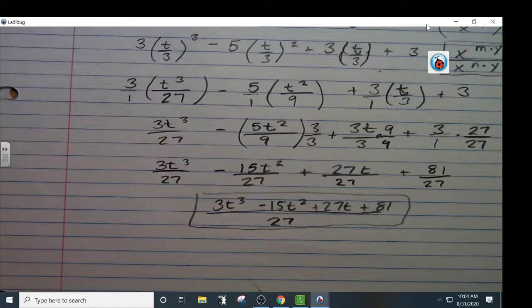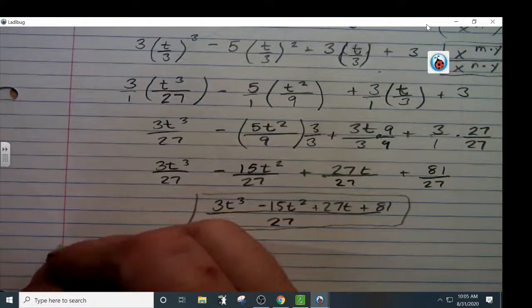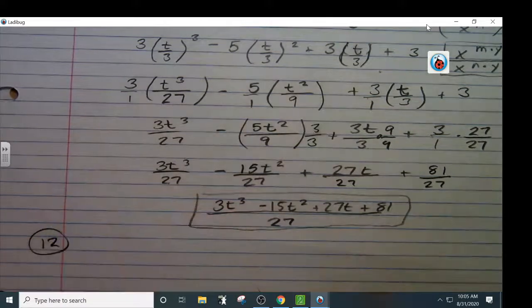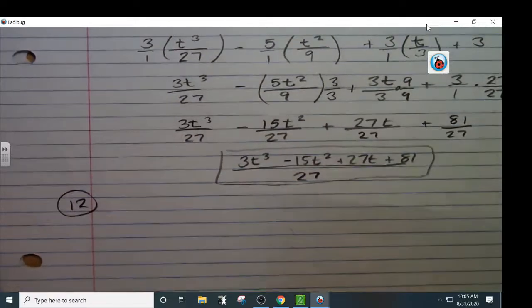All right, guys. So 10 and 12 are about the same. Y'all want to try number 12? The only thing you got to remember, you got to distribute your negative. That's the main thing. Try number 12, and then we'll come back together here in a minute.